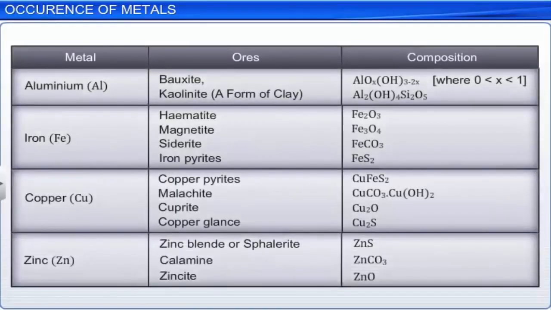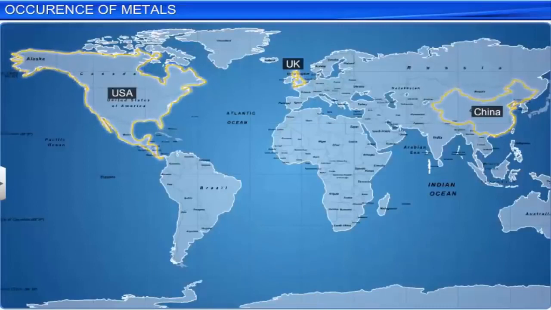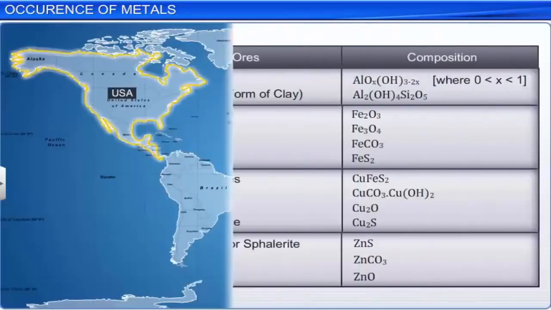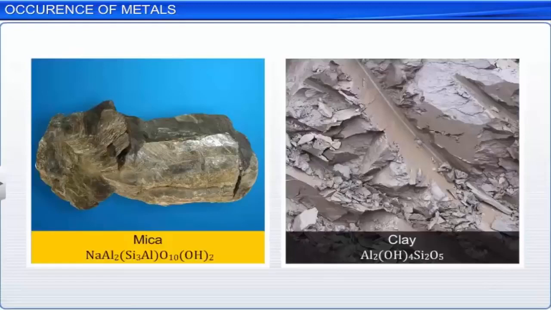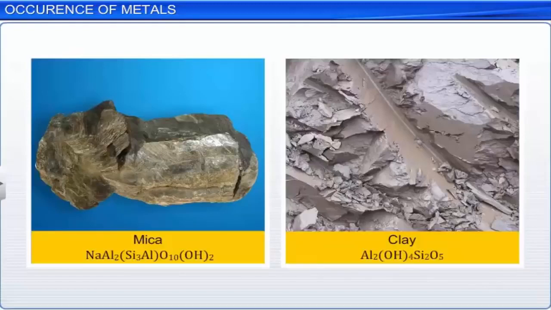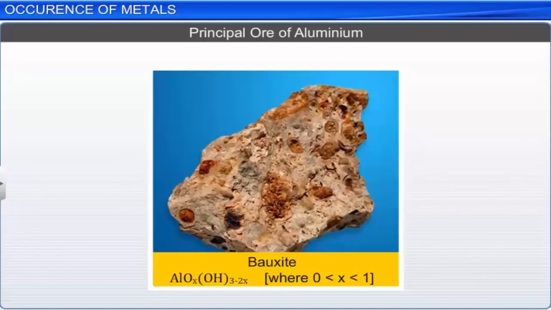The table here lists the principal ores of some important metals and their composition. Both aluminium and iron are used widely in industrialized nations. Naturally occurring aluminium is a major component of silicates such as mica and clay. Aluminium is extracted mainly from its principal ore bauxite, since it is an economically viable source.